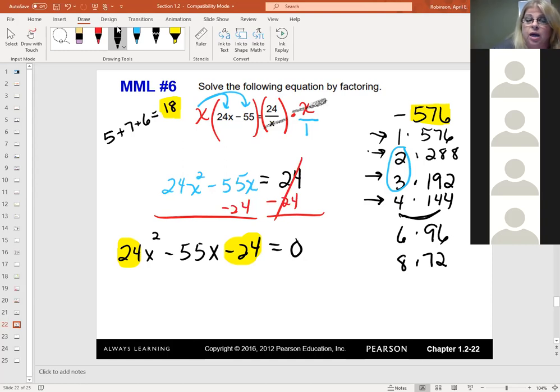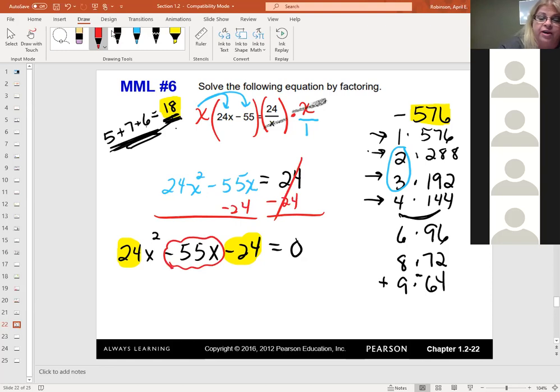What about 9? Does 9 go in? Oh, the trick that I was talking about up here also works for 9. Since 5, 7, and 6 add up to 18, and 9 goes into 18, 9 will also go into 576. I think this might be the pair. 64, and we have a winner. Oh my God, that took way too long, but it works. I would need a positive 9 and a negative 64. That adds up to this guy here, negative 55x.